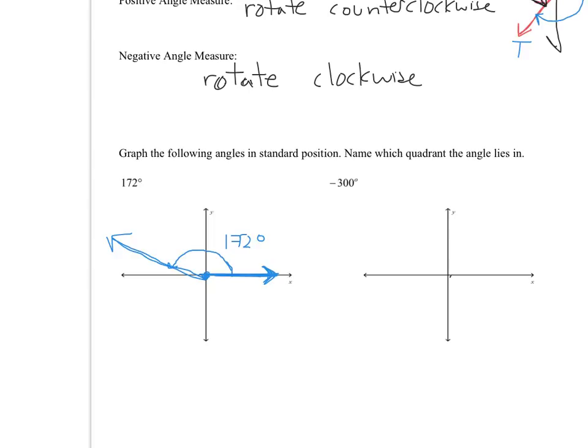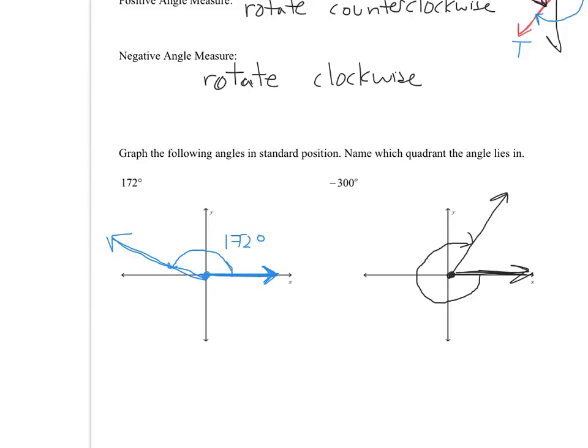The second one says negative 300. I'll still start the same way. I always start on this positive x-axis. But in this case, I'll go negative, so I'll start going down. And again, I denote the way it's going by this little semicircle. So there's 90, there's 180, there's 270. Really I need to go about 30 more, so somewhere about there. So there is my terminal side.